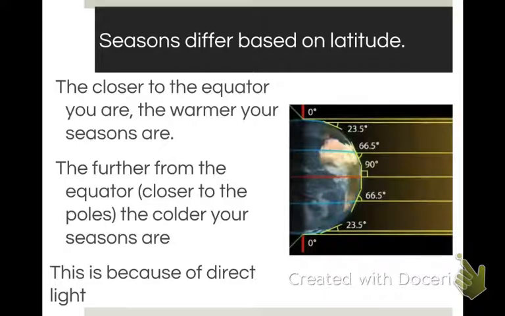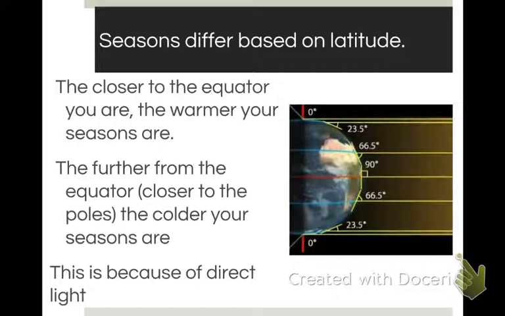And why is this happening? It's because of direct and indirect light. We keep coming back to that. So we know in the winter, the entire northern hemisphere is going to have indirect light because it's tilted away from the sun. But even while it's tilted away from the sun, the poles get the most indirect light of them all. And so think about it.